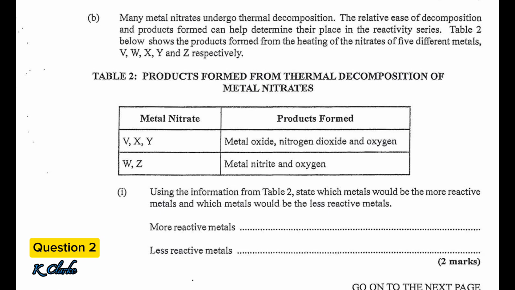Part 1. Using the information from Table 2, state which metals would be the more reactive metals and which metals would be the less reactive metals. Based on the products formed for each metal nitrate, W and Z would be the more reactive metals, while V, X, Y would be the less reactive metals.